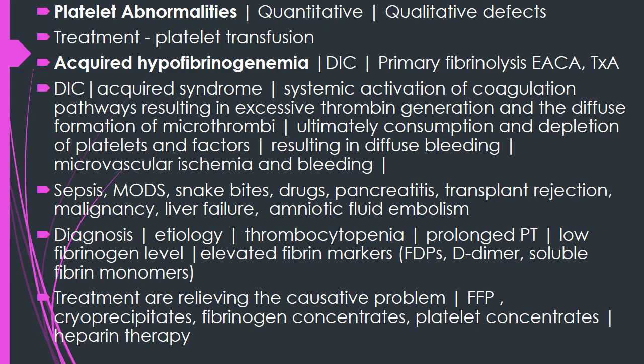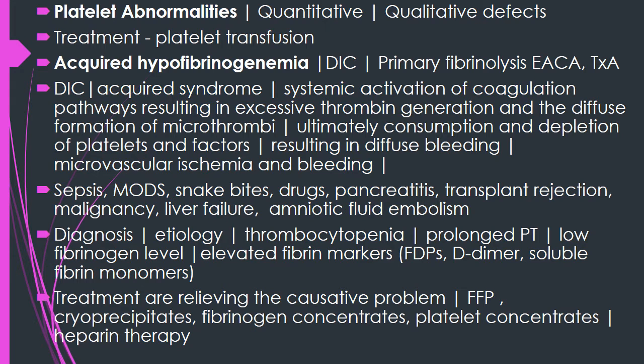Hypofibrinogenemia could occur as a primary condition, most of the time occurring after a prostate surgery, where there is release of urokinase. Thus the fibrin is not stable, and the treatment for this condition is either epsilon aminocaproic acid or TXA, that is tranexamic acid.